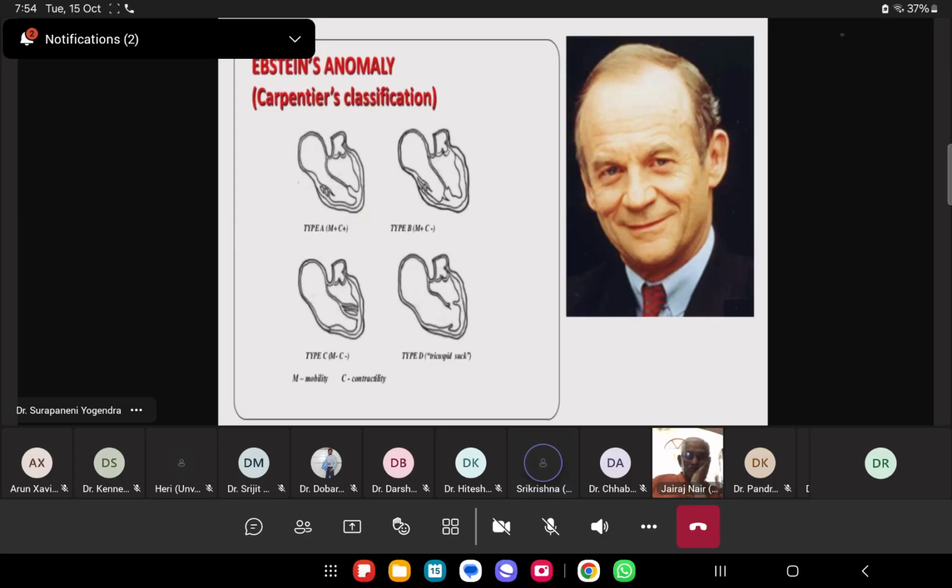The first one is type A. Type A has both mobility and contractility. Type B has a large atrialized portion of the right ventricle. The anterior leaflet is mobile and contractility is also present. In type C, mobility of anterior leaflet is restricted, but contractile portion is there. Type D is the most severe form of Ebstein's with only a small infundibular portion of the RV left.